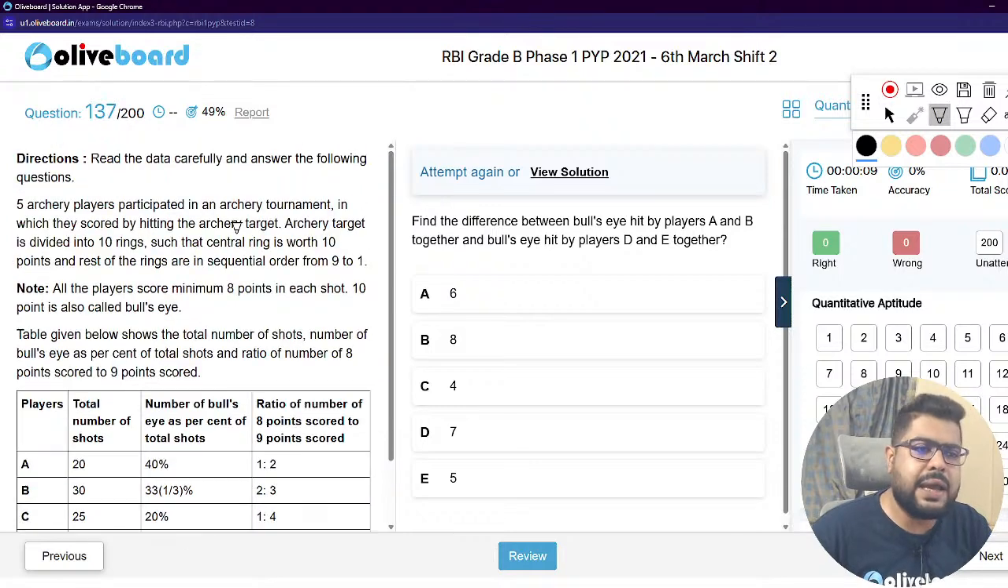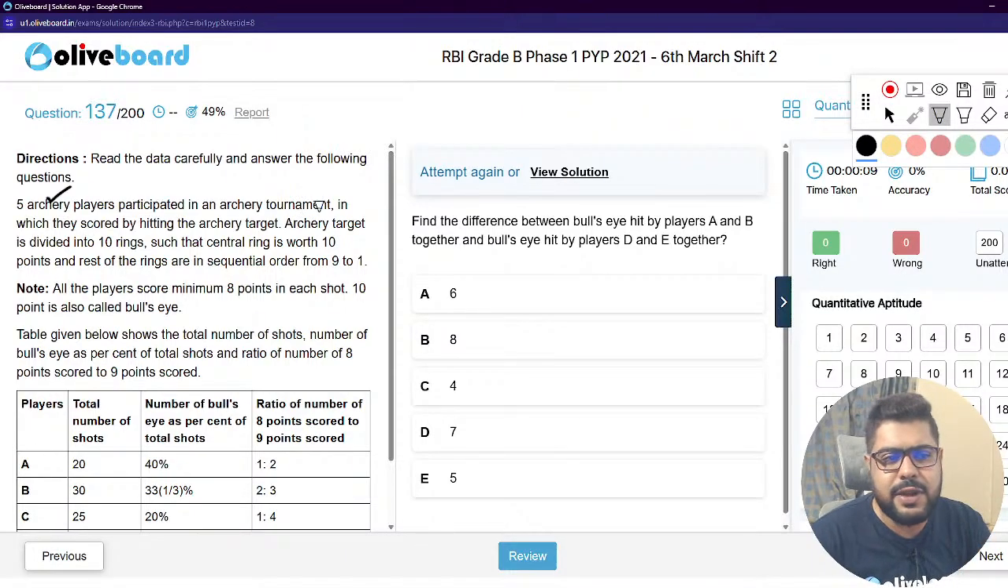Now, 5 archery players participated in an archery tournament, in which they scored by hitting the archery target. How does archery scoring occur? The archery target is divided into 10 rings.